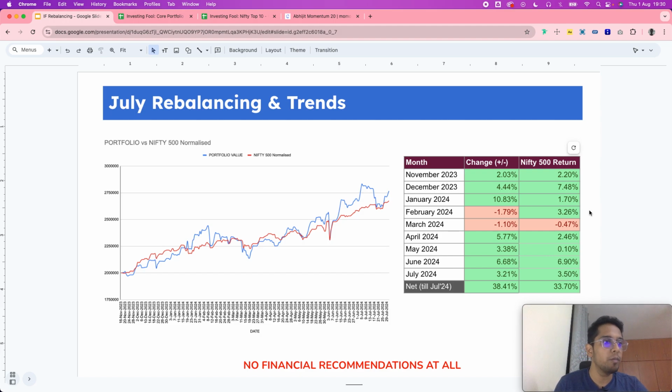If you see the month on month returns, for the last 2 months we have actually been underperforming the benchmark index. Nifty 500 return in June 2024 was 6.9%, portfolio was giving 6.68%. Nifty 500 return in July 2024, which is this month, is 3.5%. We were at 3.2%. So overall, at the end of July, Nifty 500 had given 33.7 and we had 38.41. So we had close to 4.5% alpha there.